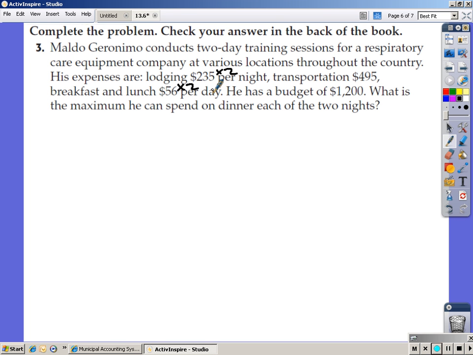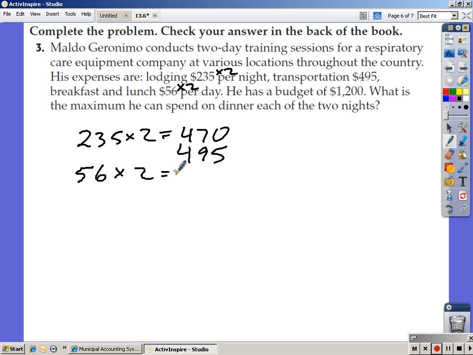Okay, so we've got to take what expenses we know. All right, so 235 times 2, which is 470, plus the transportation of $495, plus the $56 times 2, 112. Add those up. 112 plus 495 plus 470 is 1,077. Now, those are the expenses we've come up with so far.